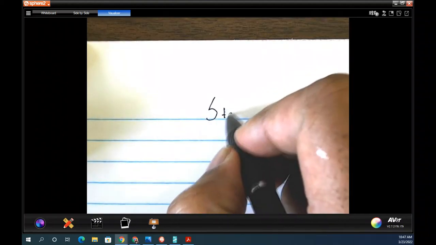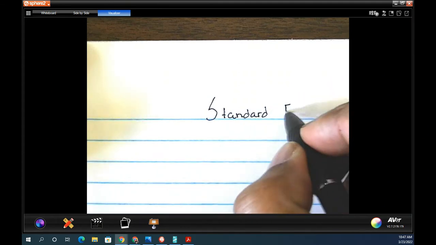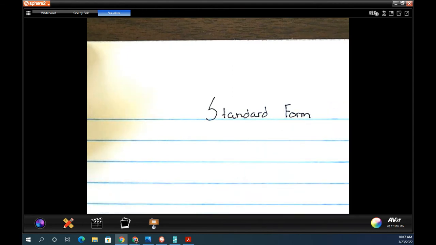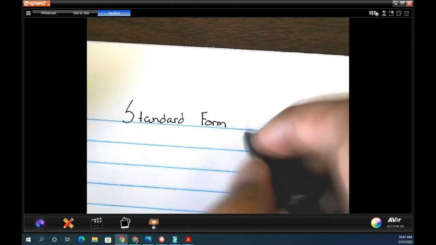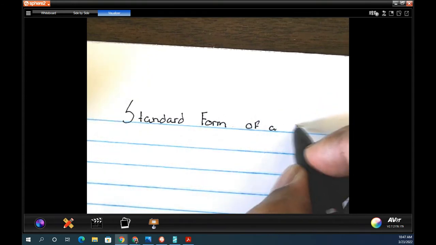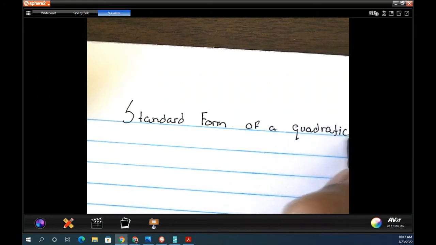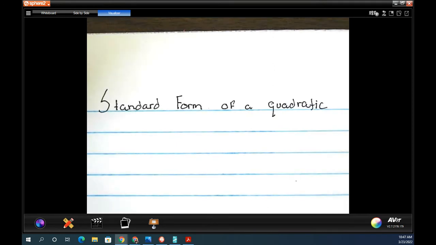Here we go. Standard form of a quadratic. Let's look at that. We're going to go in depth on it. All right, here we go.